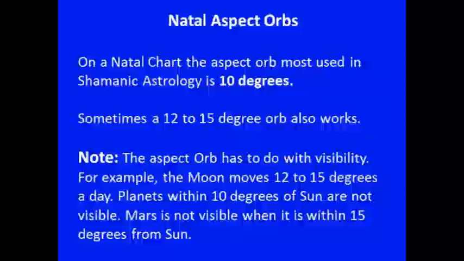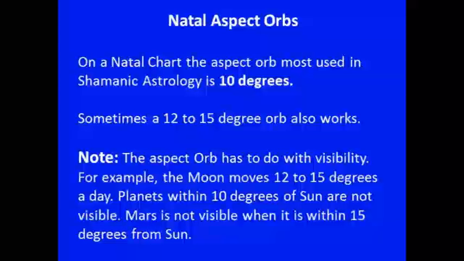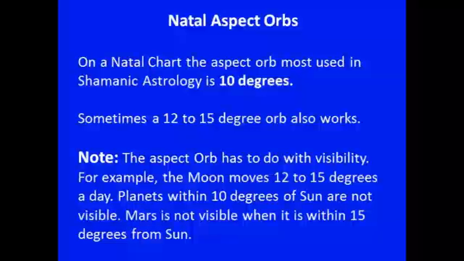Now, planets that are within 10 degrees of the sun are not visible. That's any planet. Mars in particular becomes invisible within 15 degrees from the sun. So that's why, because if it's becoming invisible, it means that it's close enough to the sun that it's considered to be conjunct. So that's why the 15-degree orb can work in some cases.